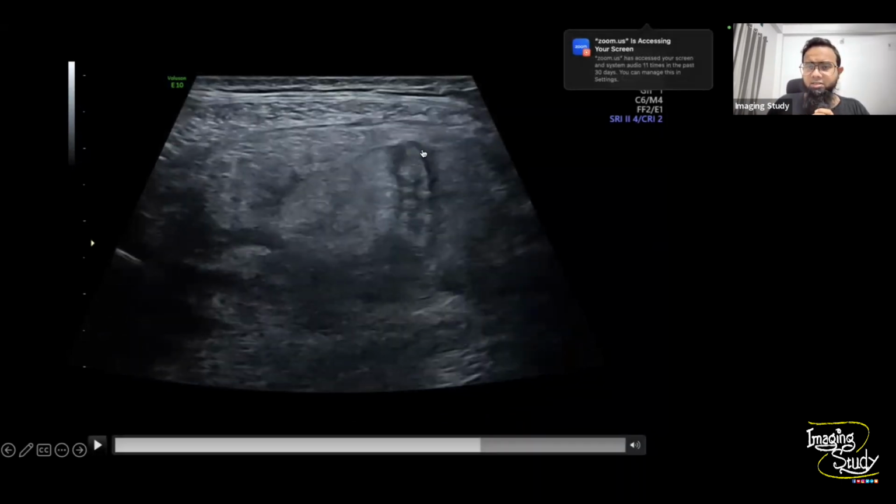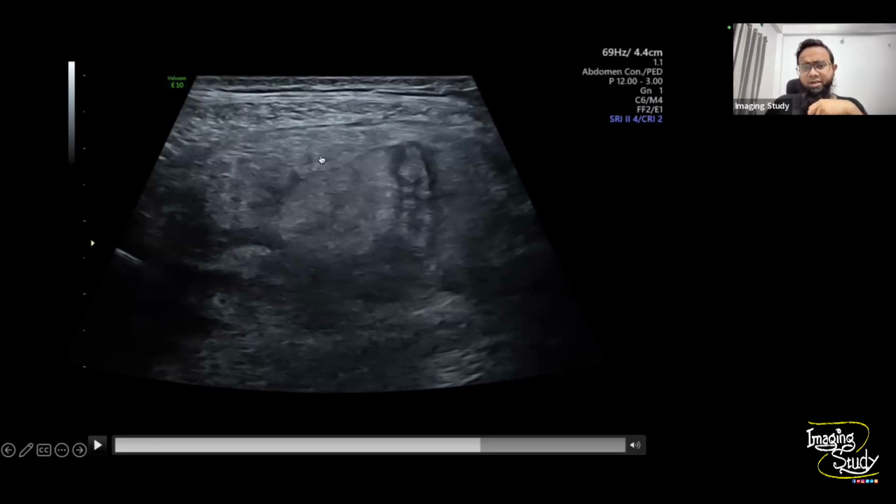So here you can see this is the tip of the appendix. This is a blind-ended tubular structure. You can see some gut signature here, some hypoechoic area, and this appendix is going backwards, and here it is entering into the cecum. This is the cecum. This is the terminal ileum trying to enter into this part of the cecum.